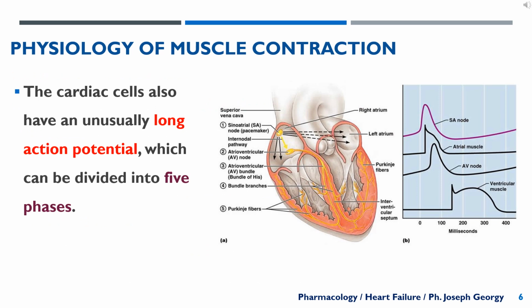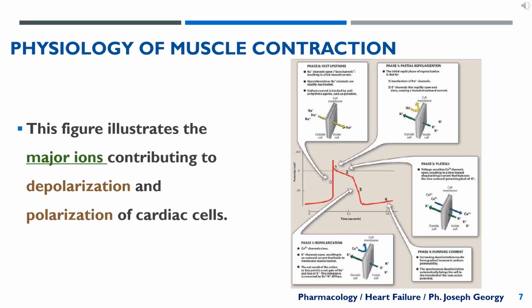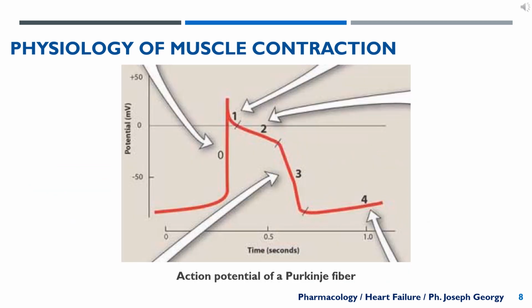The cardiac cells also have an unusually long action potential, which can be divided into 5 phases. We have here a figure that illustrates the major ions contributing to depolarization and repolarization of cardiac cells. When we take a look at this figure that represents the action potential of a Purkinje fiber, first of all, we can observe two axes. One of them is vertical and represents the potential in millivolts, and the other is horizontal and represents the time in seconds.